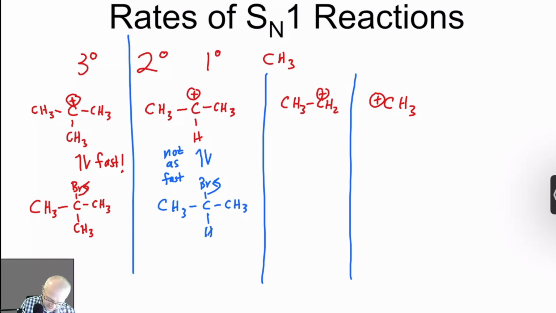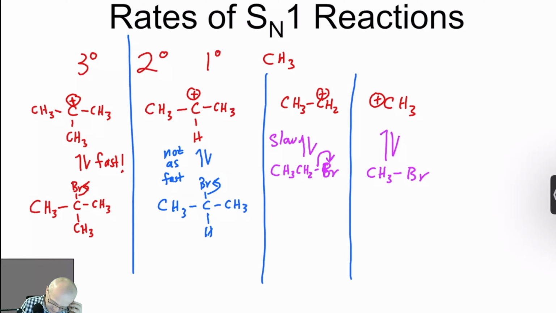So to do that one, you'd have to have a primary halide. And let's just put Br there too. Slow. If at all. It may not even occur at all. And this one has to come from a methyl halide. No. Let's just put no. It doesn't happen. That never happens. Okay, forming a methyl carbocation is extremely slow, likely never to happen.